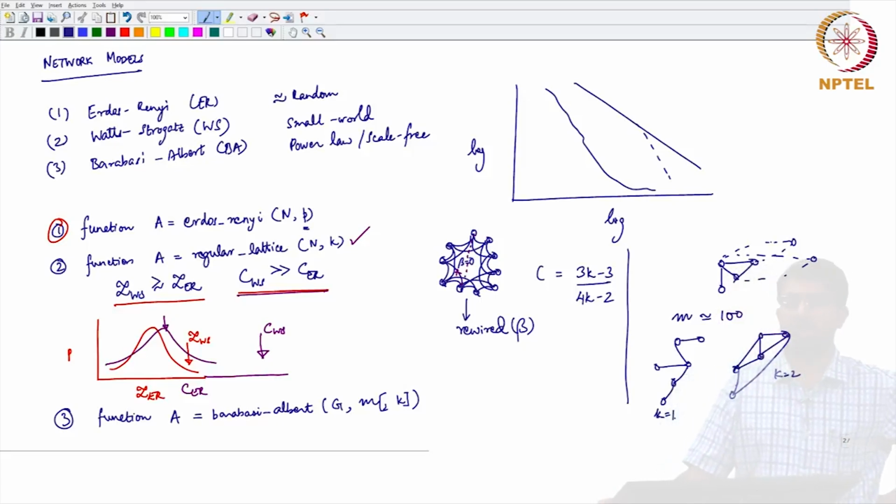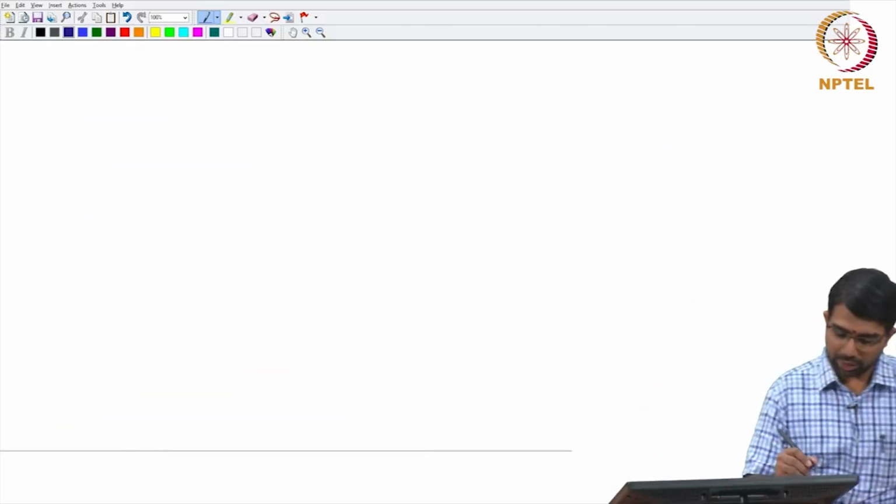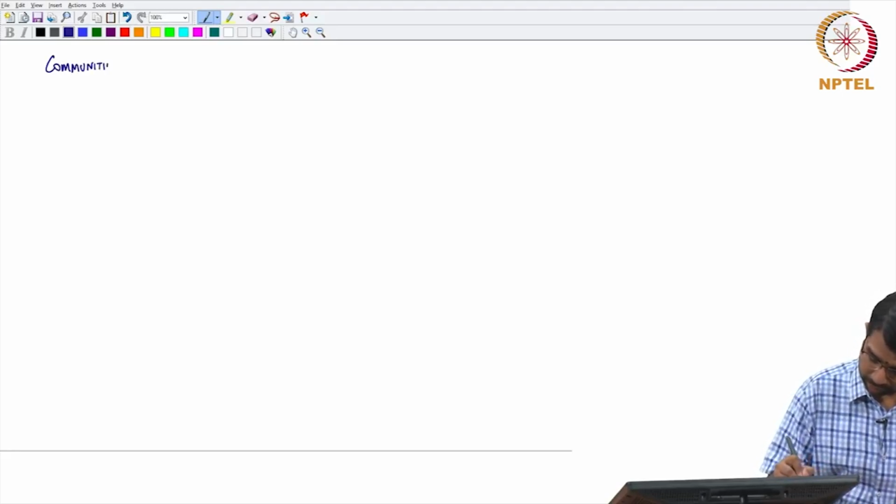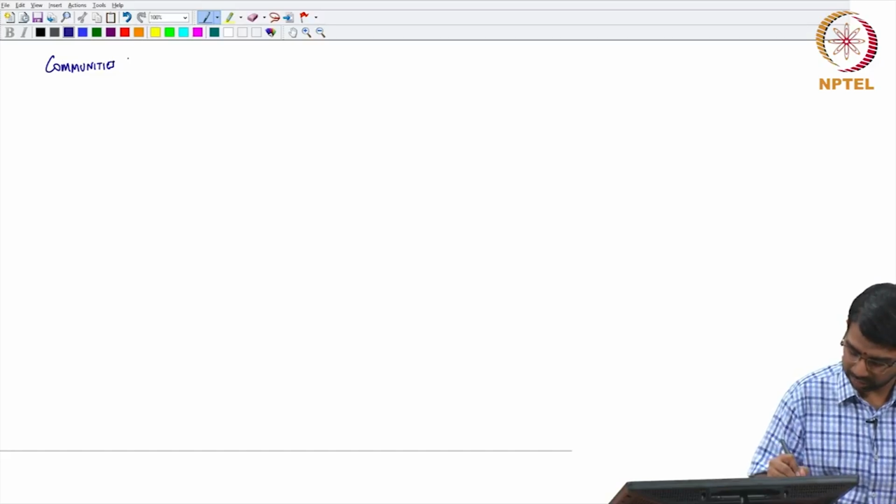A hub is not a cluster. So, one thing could be, as you know, that is the next thing we will get to. You will have communities in graphs.